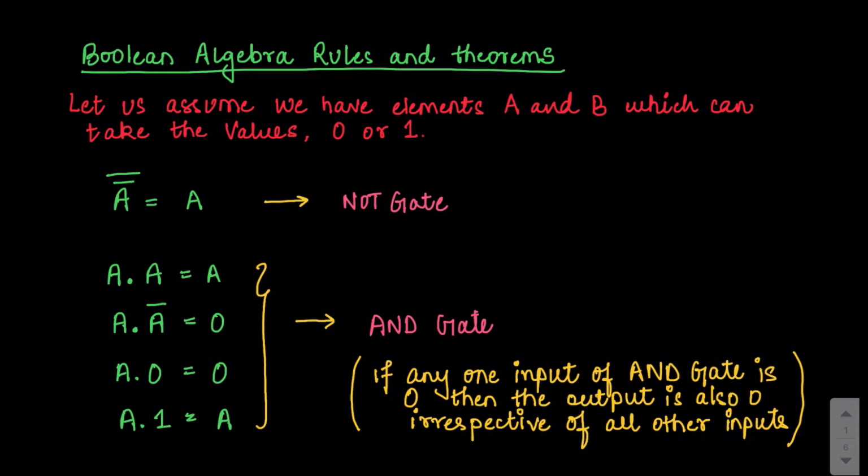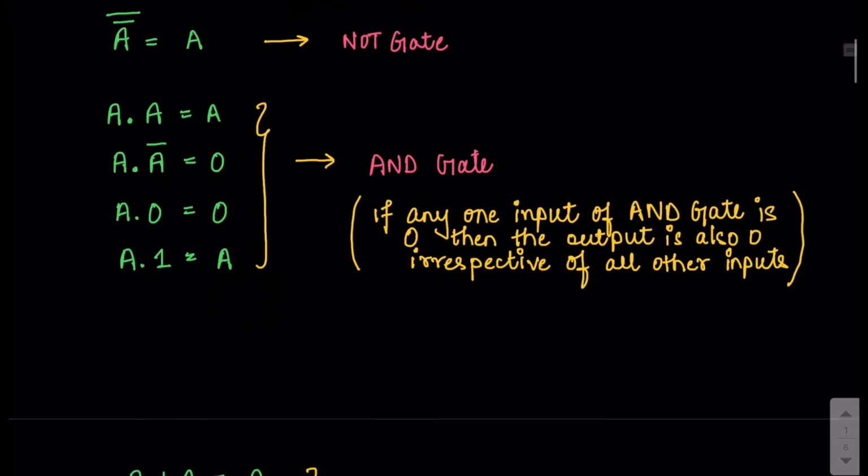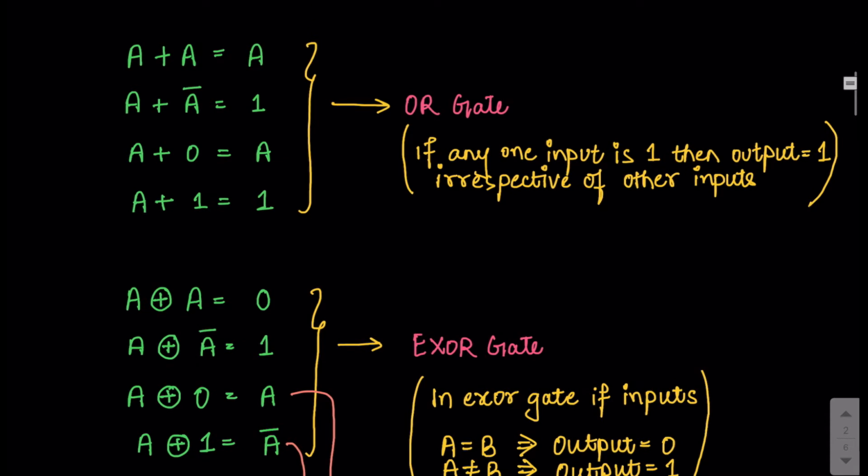So the first rule is based on the NOT gate: the double complement of a variable will be equal to the variable itself. Based on the AND gate, we have the next set of rules. If any one of the inputs of the AND gate is 0, the answer is also 0, and in all the rest of the cases the answer is the element itself. Based on the OR gate, we have the next set of rules which says that if any one of the inputs is 1, then the output is also 1. In all the rest of the cases, the output is the element itself.